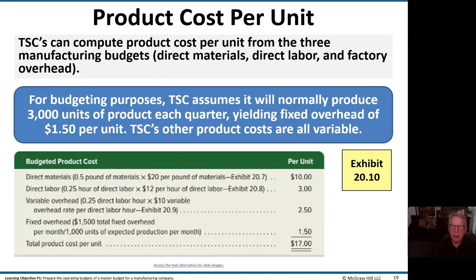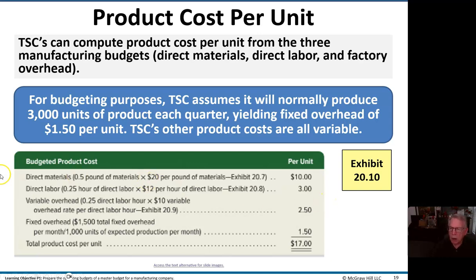Okay, now we can compute our product cost per unit. TSC, who is our manufacturer in this case, can compute the product cost per unit from these 3 manufacturing budgets. So for budgeting purposes, TSC assumes that we'll normally produce 3,000 units of product each quarter. And that's going to yield fixed overhead of $1.50 per unit. TSC's other product costs are all variable.